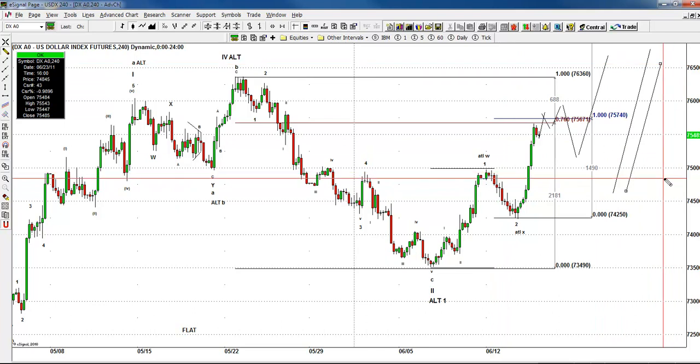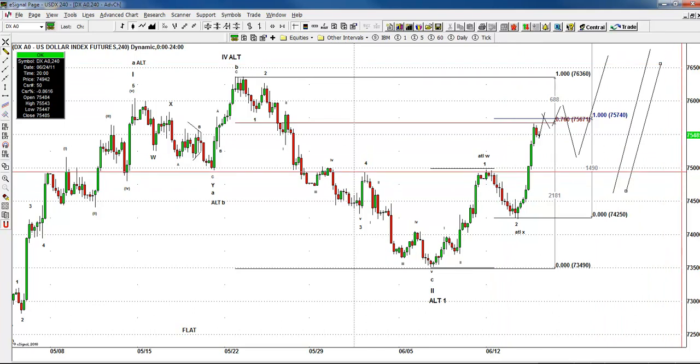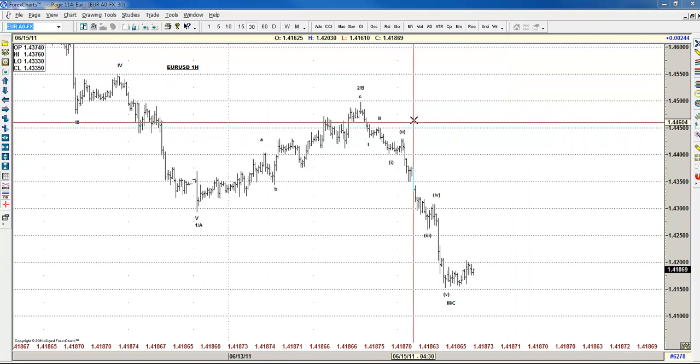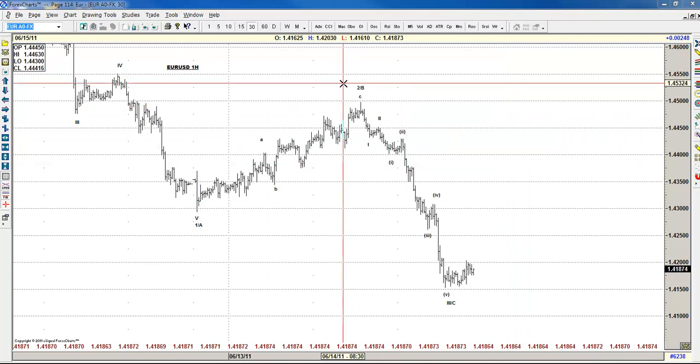All right, now let's move on to the individual pairs. Okay guys, let's start with the individual pairs. On the individual pairs, this is the euro dollar in the short term. It's very nice right here.